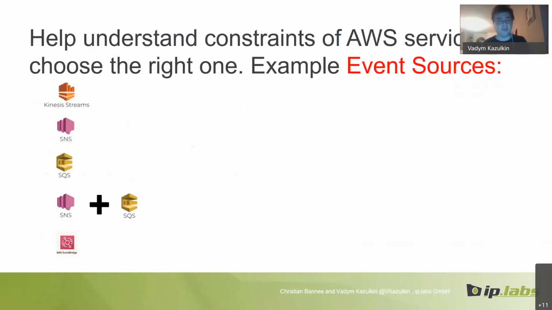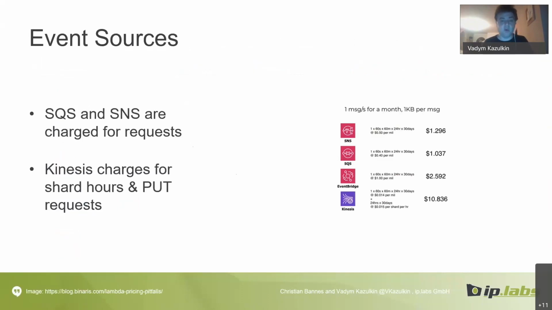And one example is, for example, event sources. You can choose on AWS, and you have a lot of options like Kinesis, SNS, EventBridge, and even combinations of these services. So how to choose them, and what you have to understand is how they scale and how they are priced.